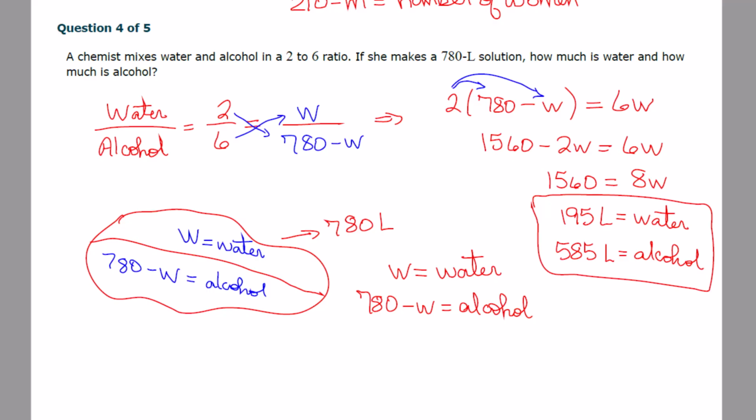And then I got this number for alcohol. Well, how did I get it? Well, I simply took the full amount, 780, minus the number that we got for the water, and that's how we got the 585 liters. And if I add these two numbers up, I should get 780. If I don't, then something went wrong.